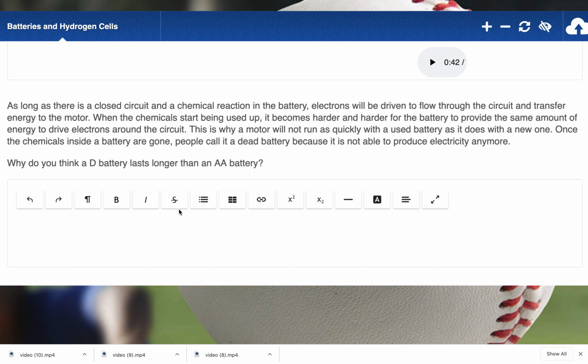As long as there is a closed circuit and a chemical reaction in the battery, electrons will be driven to flow through the circuit and transfer energy to the motor. When the chemicals start being used up, it becomes harder and harder for the battery to provide the same amount of energy to drive electrons around the circuit. This is why a motor will not run as quickly with a used battery as it does with a new one. Once the chemicals inside a battery are gone, people call it a dead battery because it is not able to produce electricity anymore. Why do you think a D battery lasts longer than a AA battery?